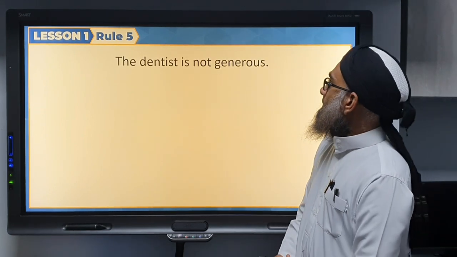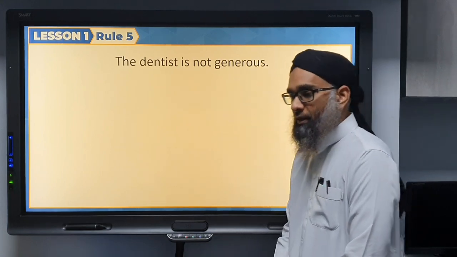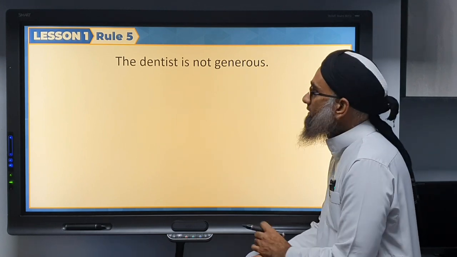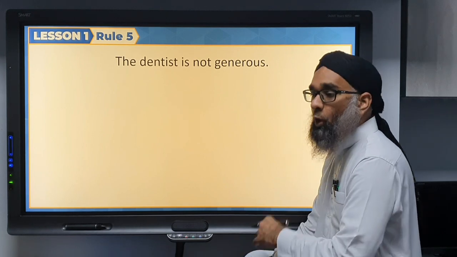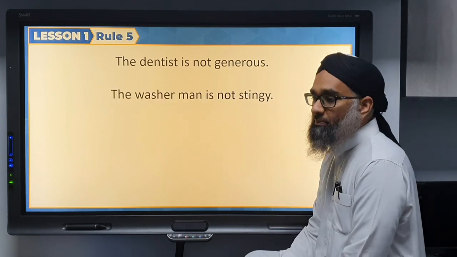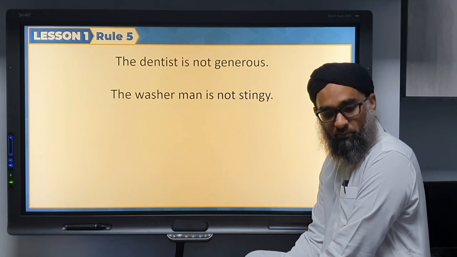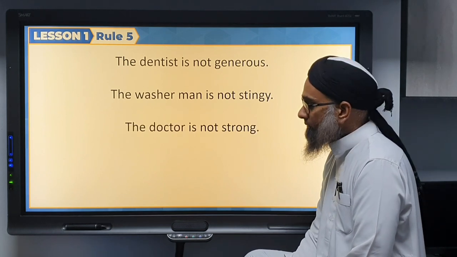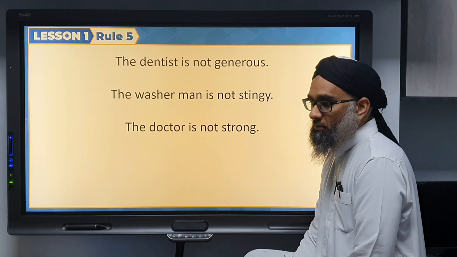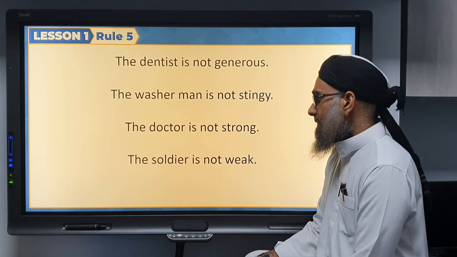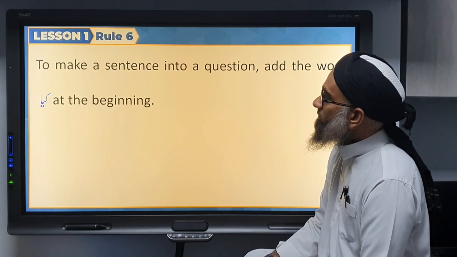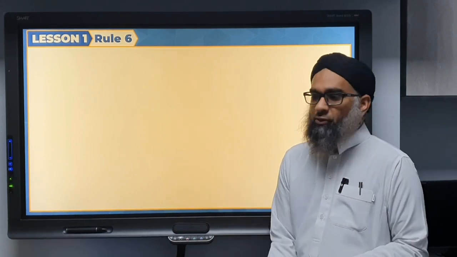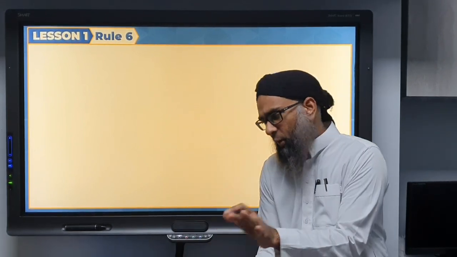It's a bit more challenging. The dentist is not generous. Dandan saaz, sakhi nahi, or sakhi nahi hai. The washerman is not stingy. Dhobi, kanjus nahi, or kanjus nahi hai. The doctor is not strong. Doctor, taqatwar nahi hai. So far, so good. We'll go through all the rules first and practice all of these later. Any questions? This vocabulary you need to learn, and the pronunciation. We'll go to that inshallah off camera.